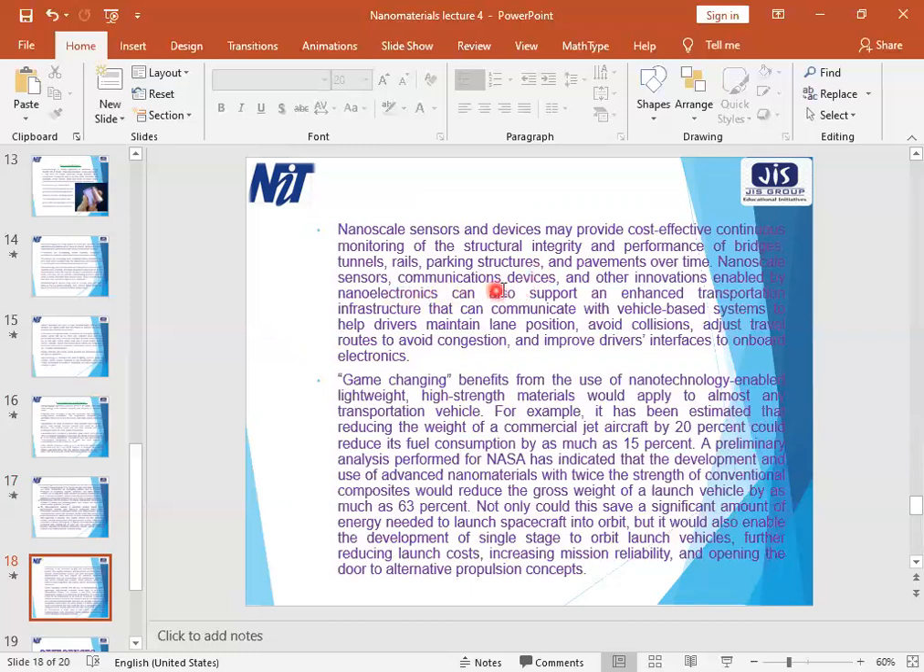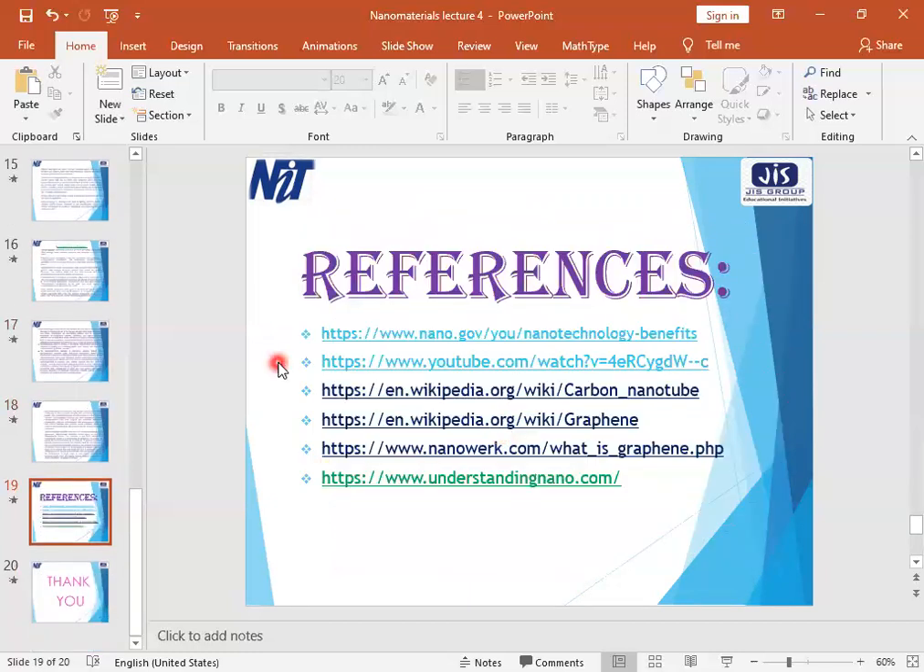So nanoscale sensors, communication devices, and other innovations enabled by nanoelectronics can also support an enhanced transportation infrastructure that can communicate with vehicle-based systems. Game-changing benefits from the use of nanotechnology enable lightweight, high-strength materials that would apply to almost any transportation vehicle. For example, it has been estimated that reducing the weight of a commercial jet aircraft by 20% could reduce its fuel consumption by as much as 15%. So this is also a very good thing about nanomaterials, and thus we have completed nanomaterials.